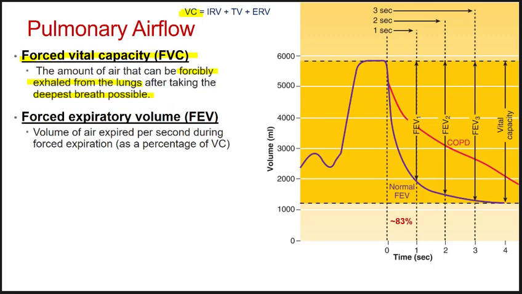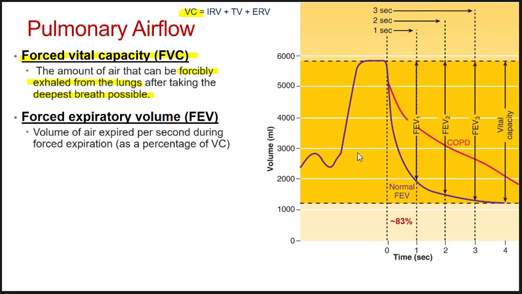But a great application of spirometry is the forced expiratory volume test, or the FEV. The FEV test can determine the presence of a respiratory obstruction in someone that maybe you suspect has one. And it does this by measuring the volume of air that's expired per second during forced expiration, and then it's expressed as a percentage, making it really meaningful.